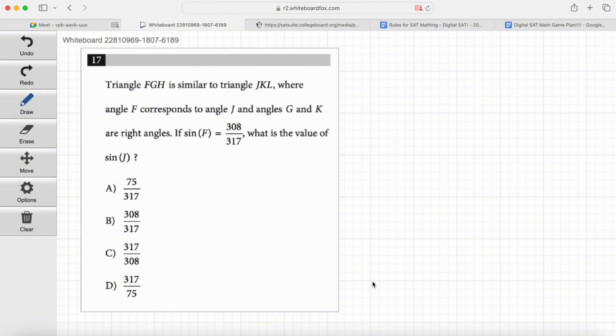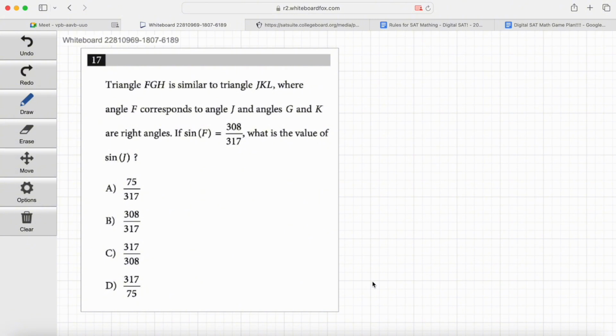Emma, go ahead and read question number 17 for us when you see it on the screen, please. Triangle FGH is similar to triangle JKL, where angle F corresponds to angle J, and angles G and K are right angles. If sine F equals 308 over 317, what is the value of sine J?